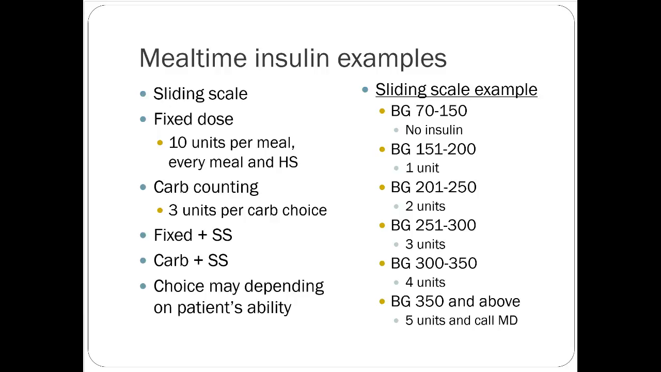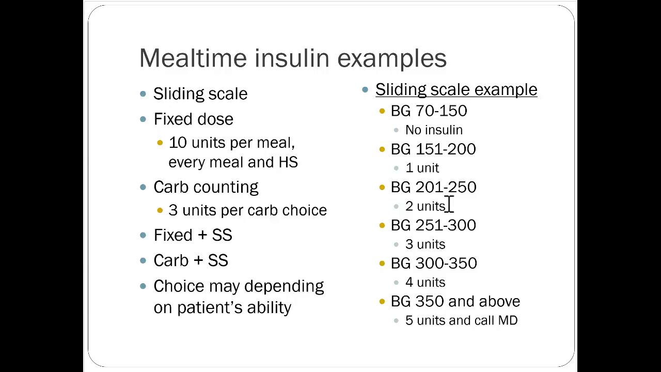Now, on top of that, they have a sliding scale. Maybe they check their blood sugar and it's 203. That means they would add an additional 2 units of insulin on top of that. And that's going to compensate for the fact that their blood sugar is already a little bit elevated. That's the point of the sliding scale.